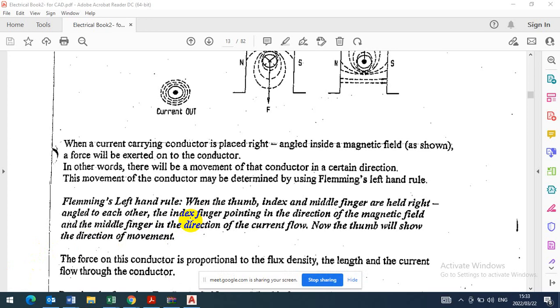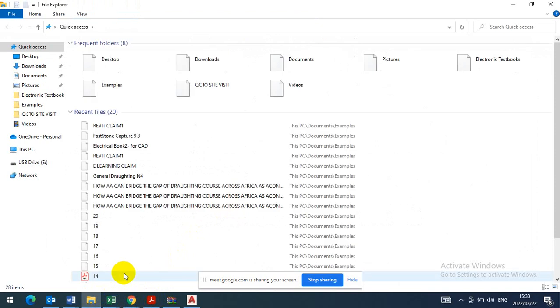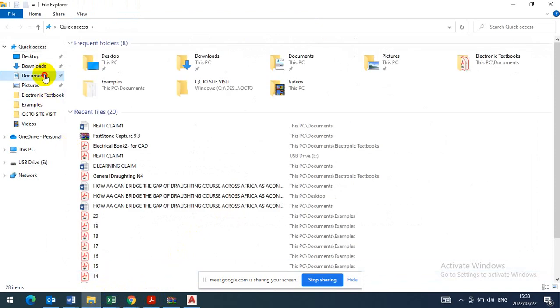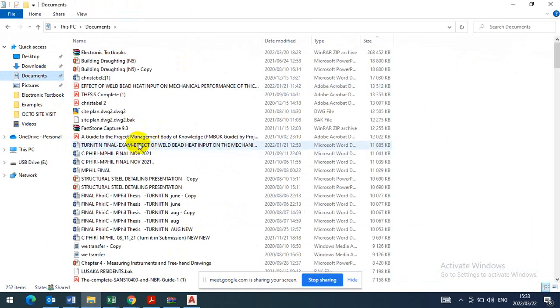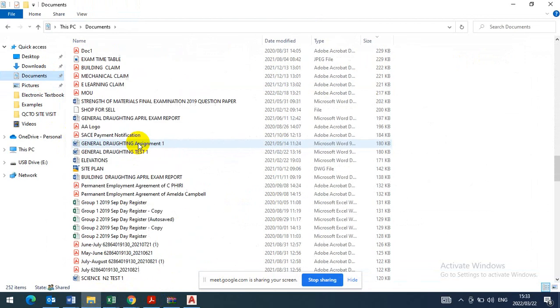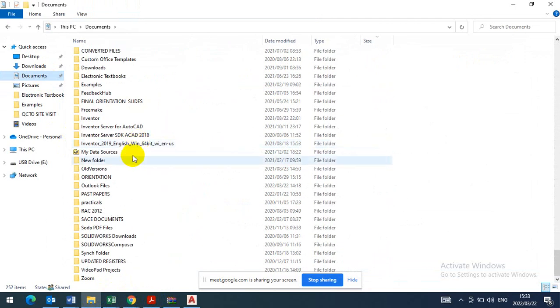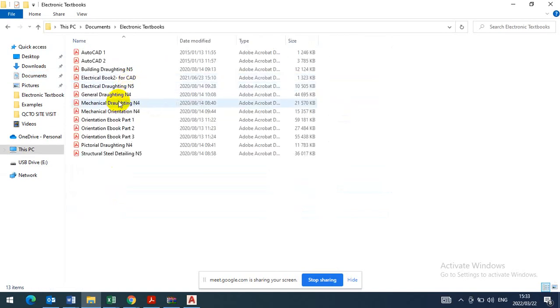Okay. When you go to the other book, you see they have demonstrated what I'm explaining. The other electrical book, you have time, go through that book. Okay, I'm not sure if I have it here. Let's see. Where is that one? Documents. Because when I'm here, I show the students nicely what I'm talking about. But here, unless you see the book, the electronic textbook. This one, electrical, there are two books, this one with N5.